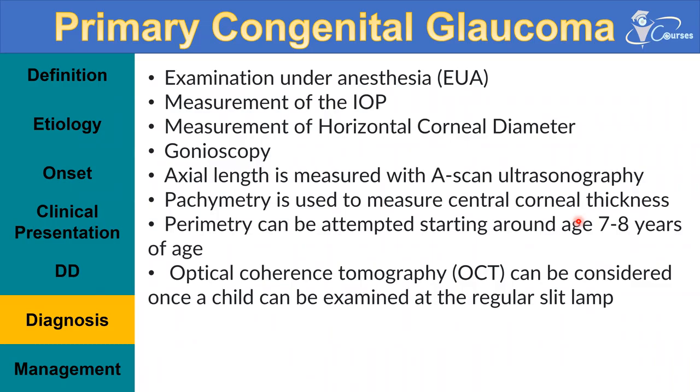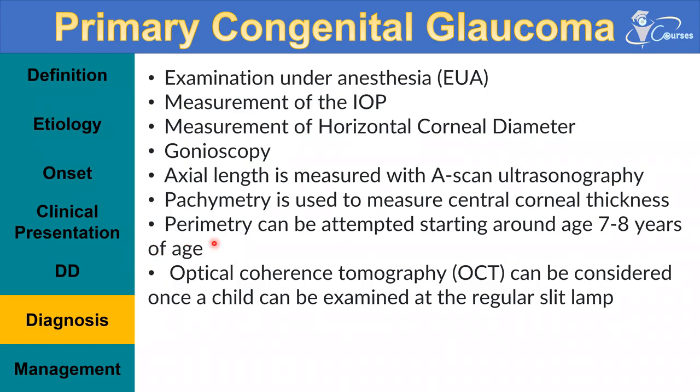So for patients with congenital glaucoma with corneal edema, the corneal thickness will be thicker. However, if there is no edema, the cornea tends to be thinner. This is due to stretch. So if there is edema, there will be a thicker cornea. If there is no edema, the cornea will be thinner.